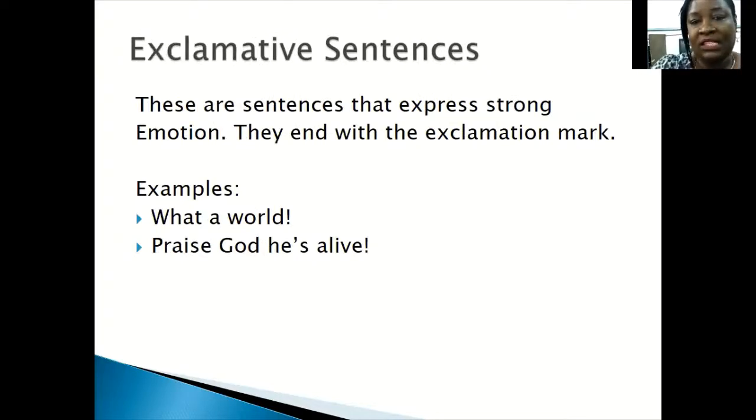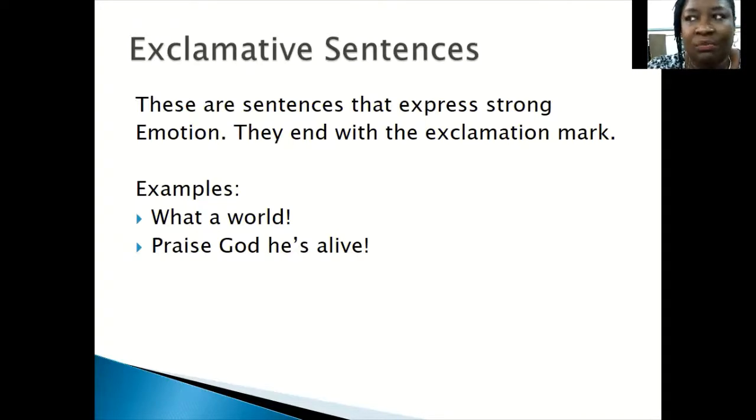The last of this section is the exclamative sentence. And the exclamative sentence is a sentence that expresses strong emotion, and they end with the exclamation mark. Example, what a world. Another example, praise God, he's alive. You see that these two sentences express some kind of emotion.